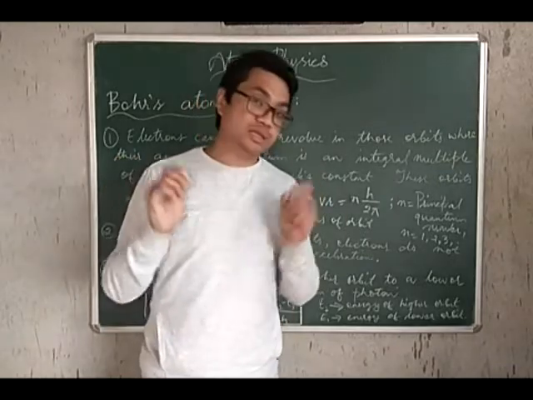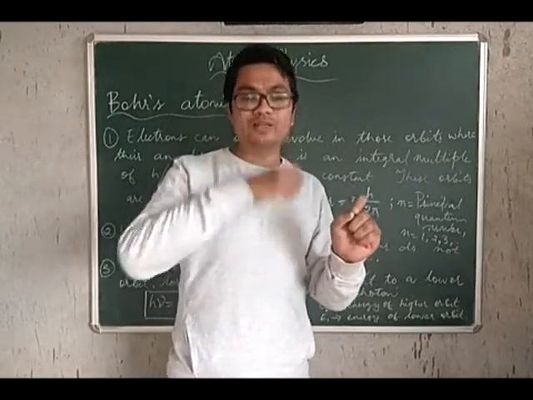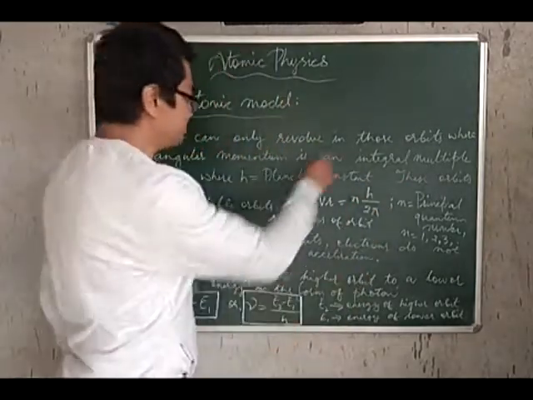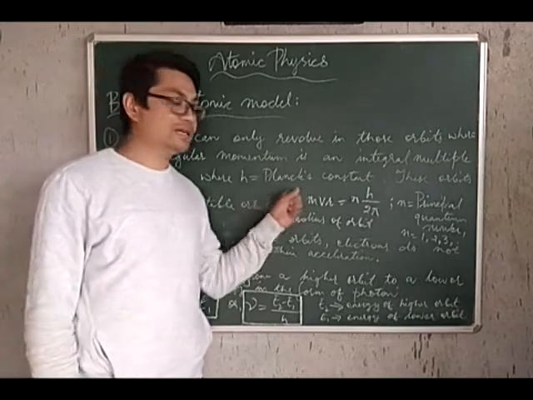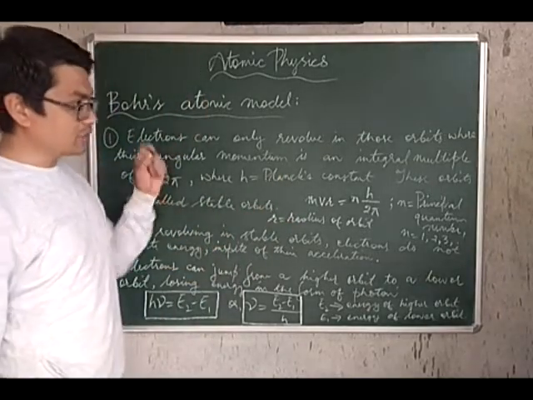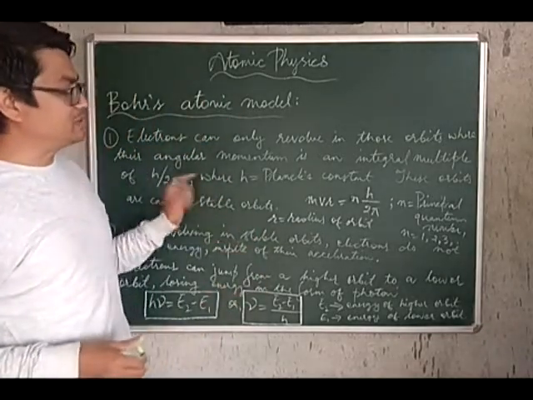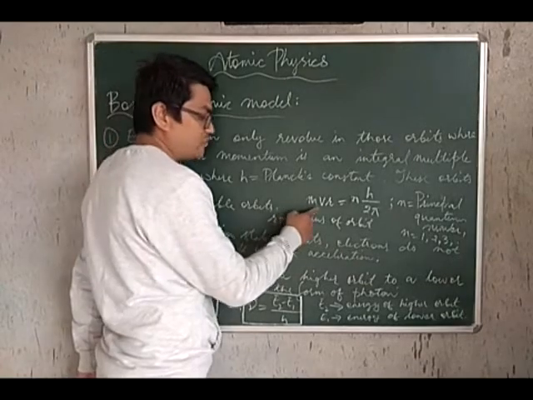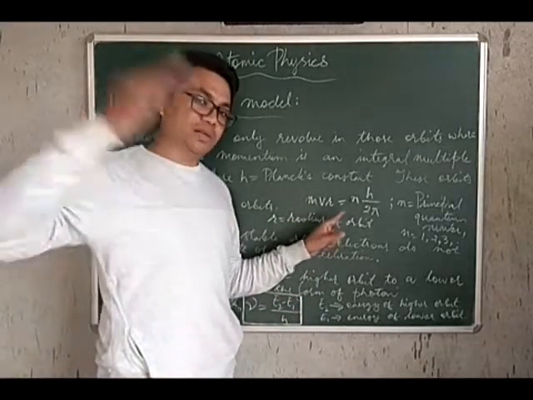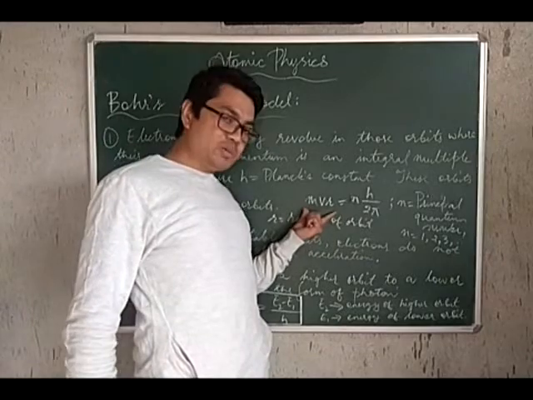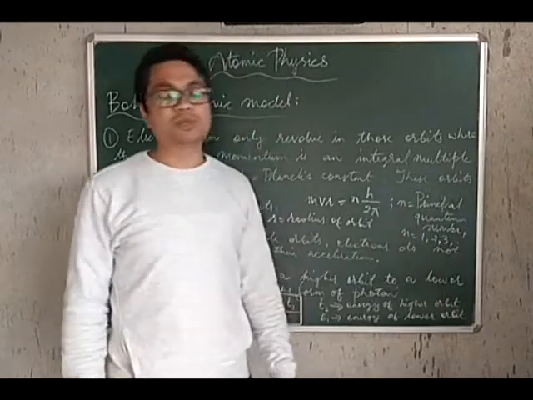Electrons can only revolve in certain orbits where the value of angular momentum of the electron is an integral multiple of h by 2 pi, where h, of course, is Planck's constant. This is the condition that he used. So mvr is the angular momentum, where r is the radius of the orbit, m is the mass of the electron, and v is the velocity of the electron in that particular orbit. So angular momentum of the electron is equal to nh by 2 pi, where n is called the principal quantum number.